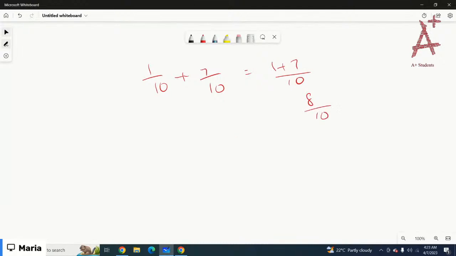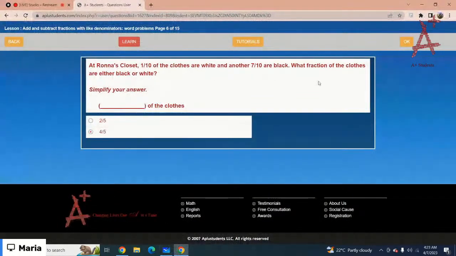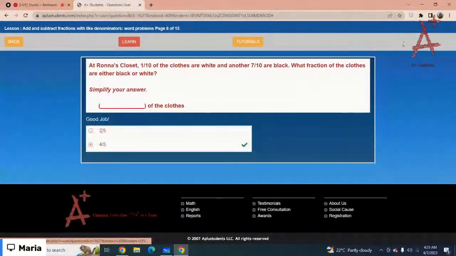So we have a common number that can divide both numerator and denominator. It would be 2. So when you divide them by 2, it would be 2 times 4 is 8 and 2 times 5 is 10. So it would be 4 over 5. Got it? So here the correct option is 4 over 5.